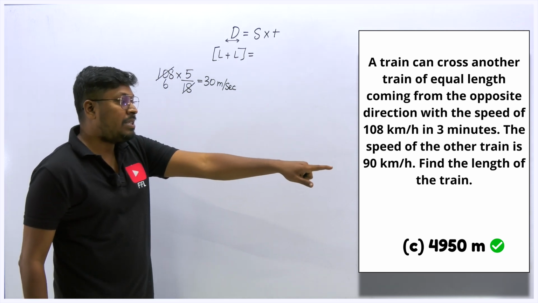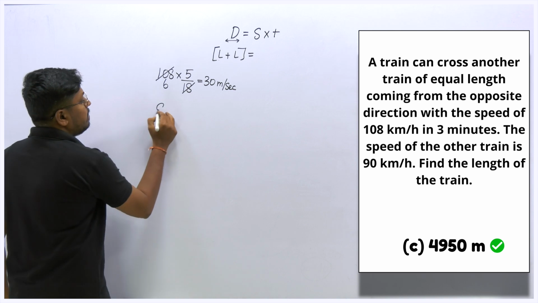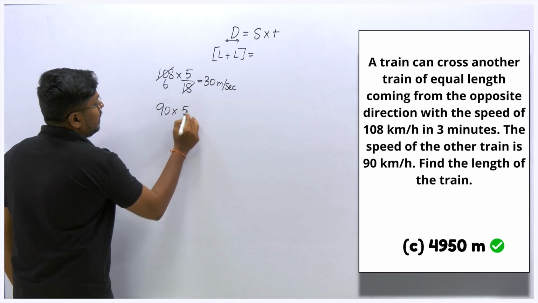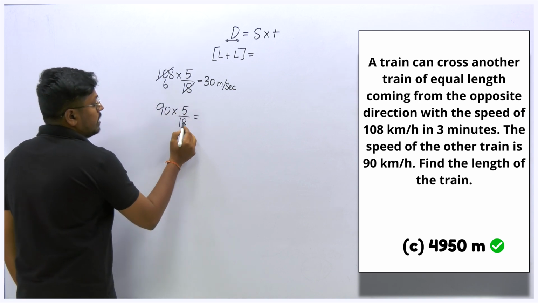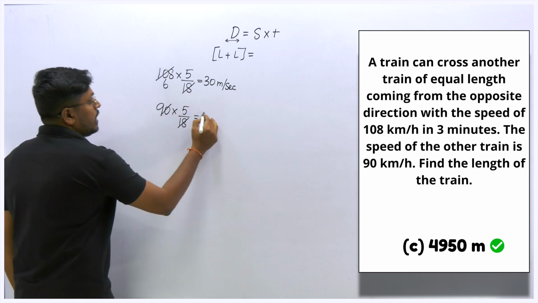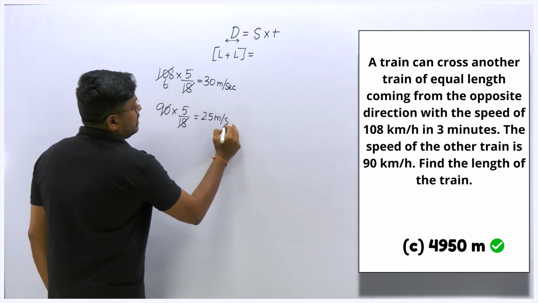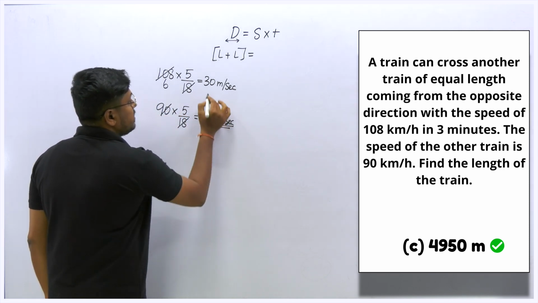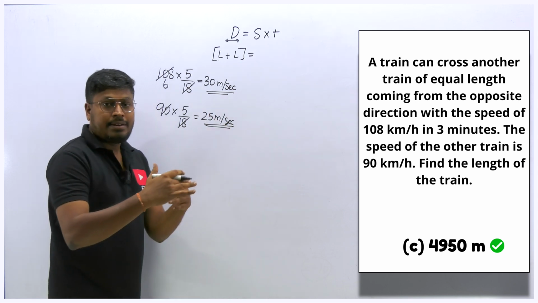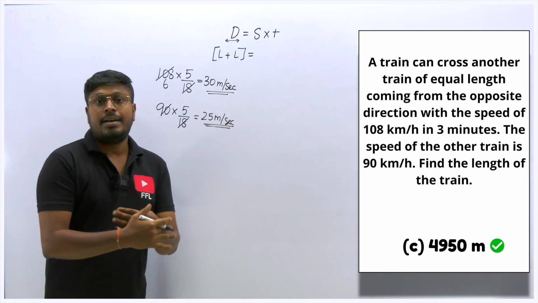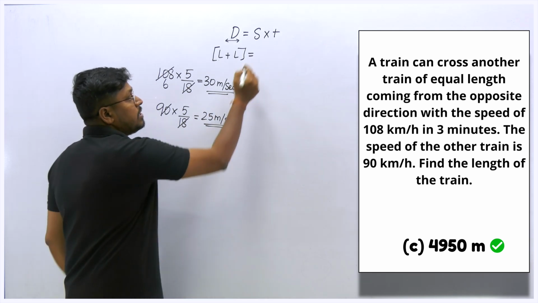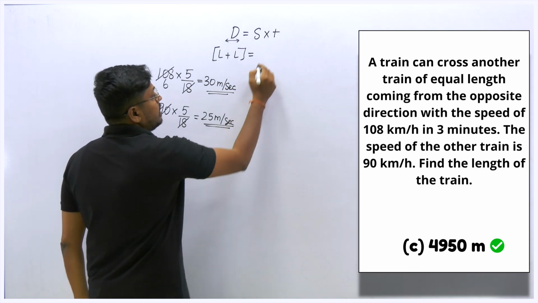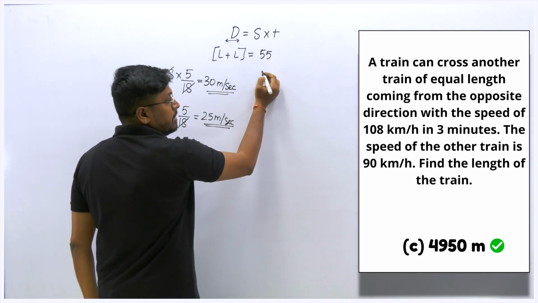Similarly, what about the next train speed? 90 kilometer per hour. So 90 into 5 by 18 is equals to 5 times 5, 25 meter per second. So this will be the speed of the first train, and the speed of the second train. If both the trains are running in the opposite direction, for relative speed we have to add both the speeds. So when you add both the speeds, the resultant will be 55 meter per second.